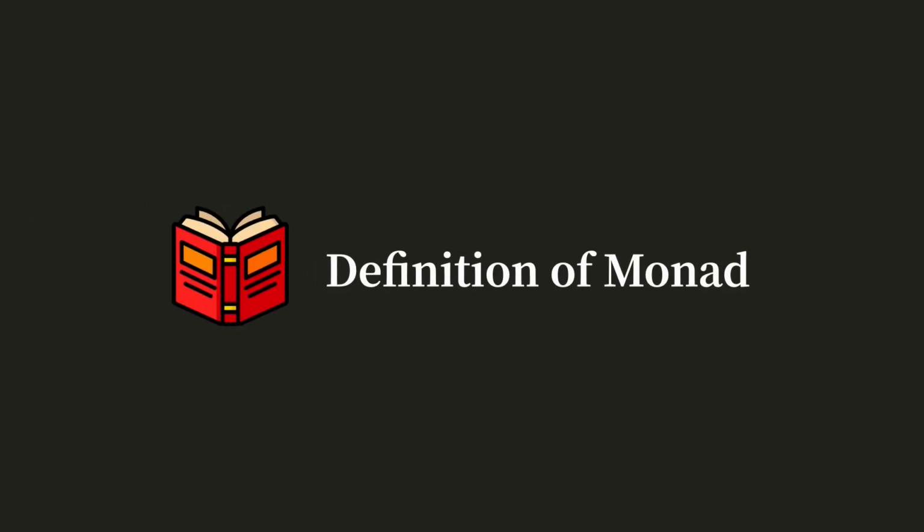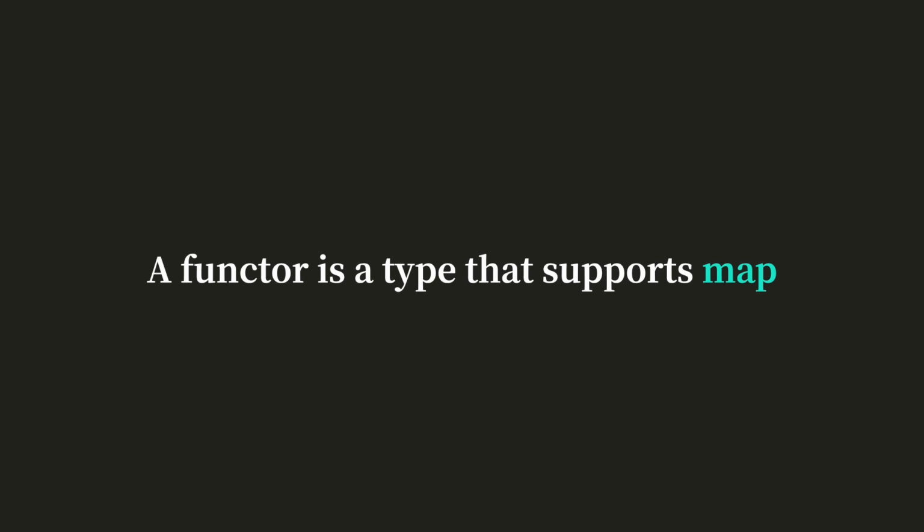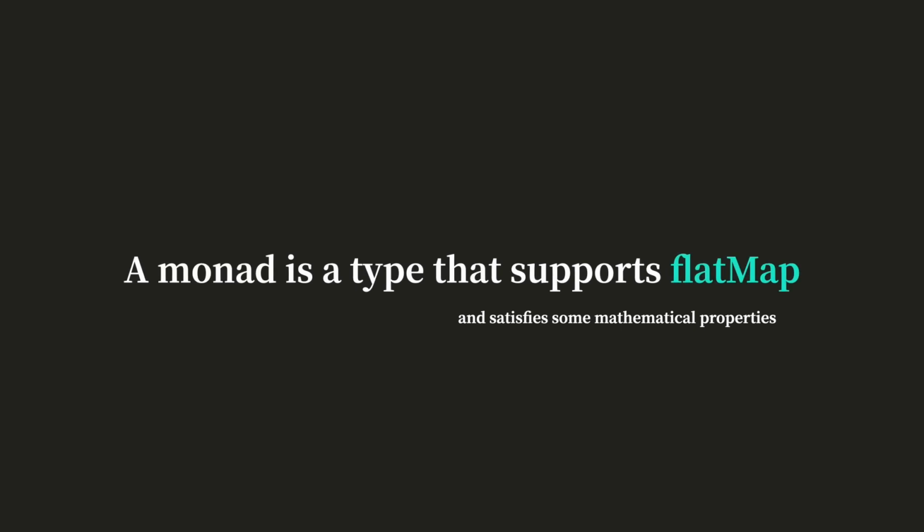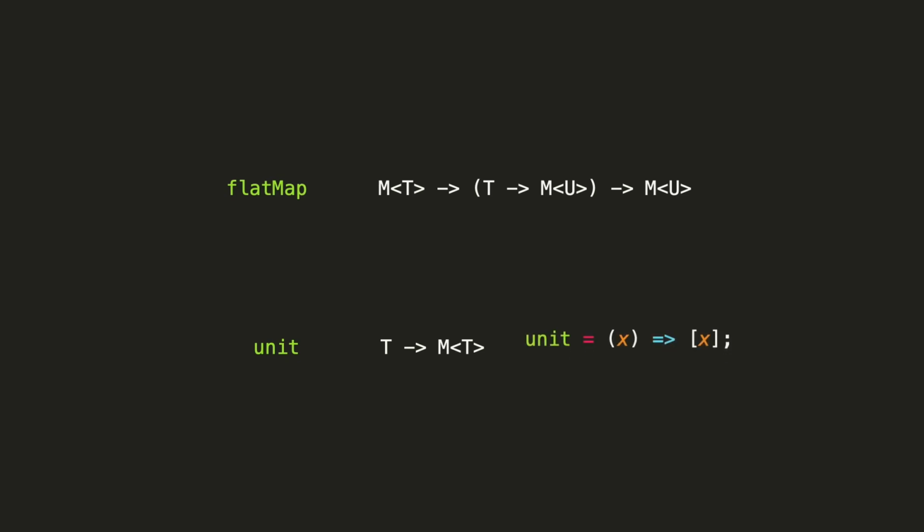As we discussed in the last episode, a functor is a type that supports the map operation and also satisfies certain mathematical properties. Similarly, a monad is just a type that implements flatMap, which is an operation of this type. In addition to flatMap, a monad also needs to implement another operation called unit, which encapsulates a value within the monad's context. For example, in the context of an array, square brackets serve as the unit function. In the case of a maybe, this is the equivalent of unit.